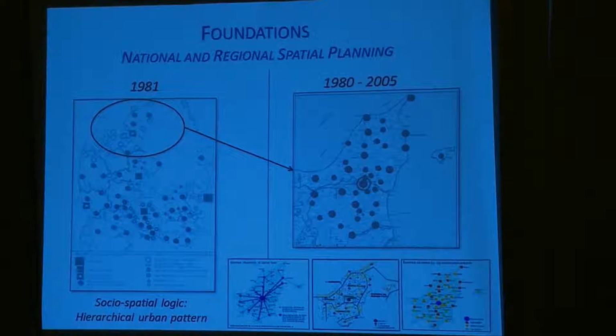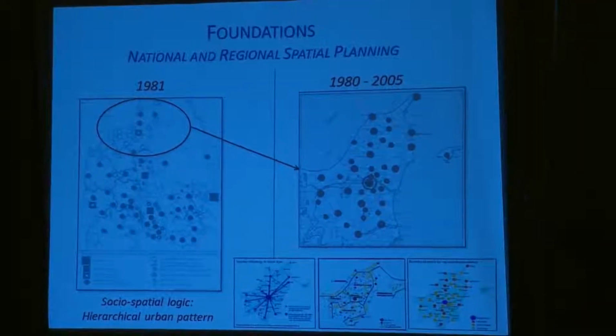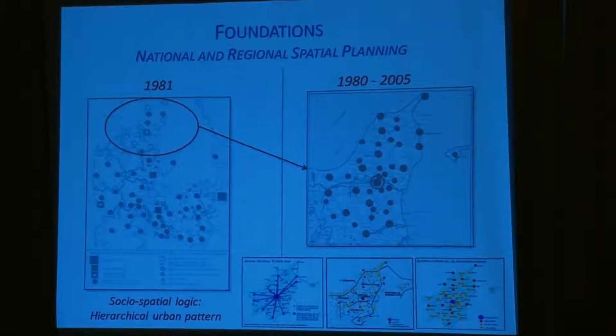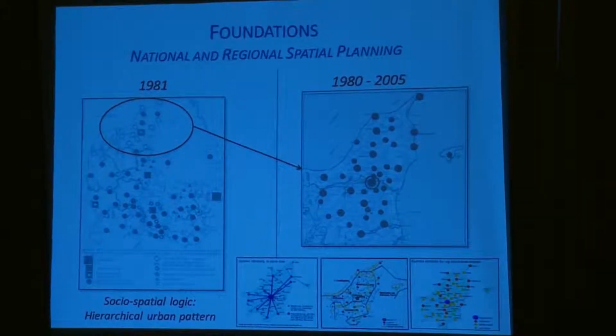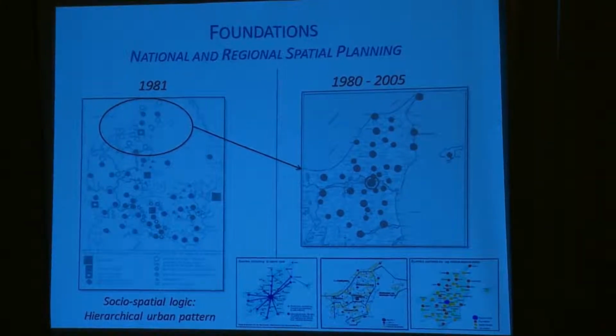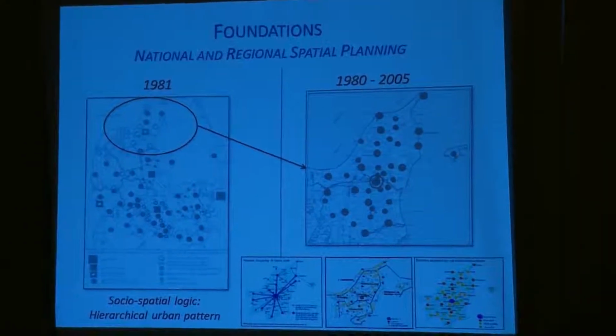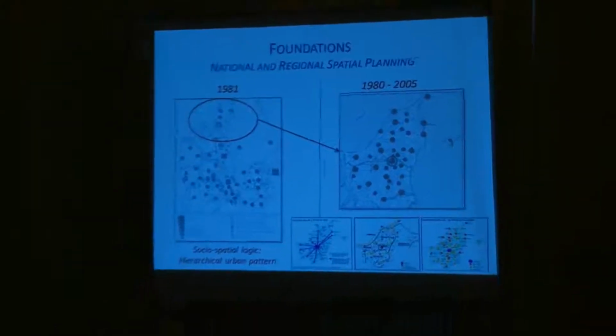And let's go now into also still the foundations. This plan on the left was a very important plan that actually reflected this spatial expression of the welfare state that I just mentioned, in the sense that it was also based on a social-spatial logic, the hierarchical urban pattern. It took almost 15 years for this plan to be determined, but it had a lot of implementation potential.